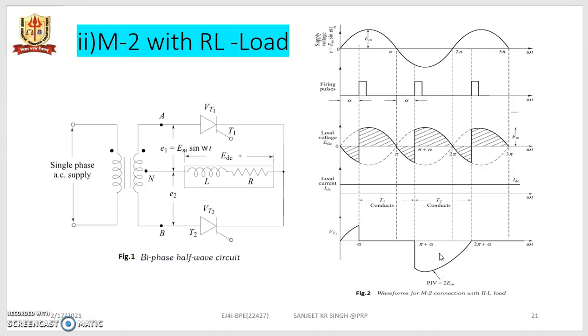One thing to be noted is that the peak inverse voltage applied here is twice that of the supply voltage Vm or Em here. So we require a higher thyristor rating here.